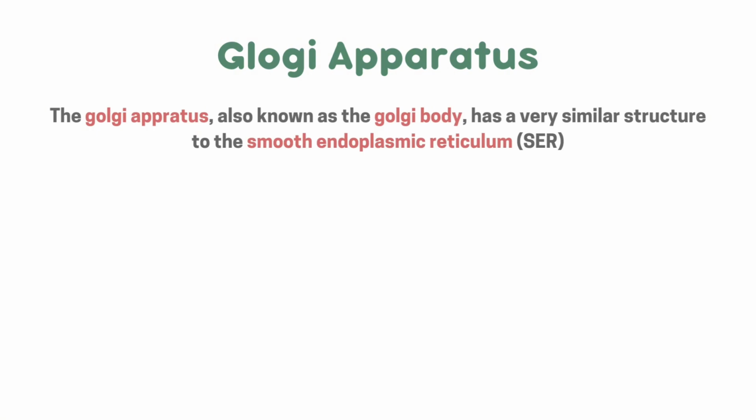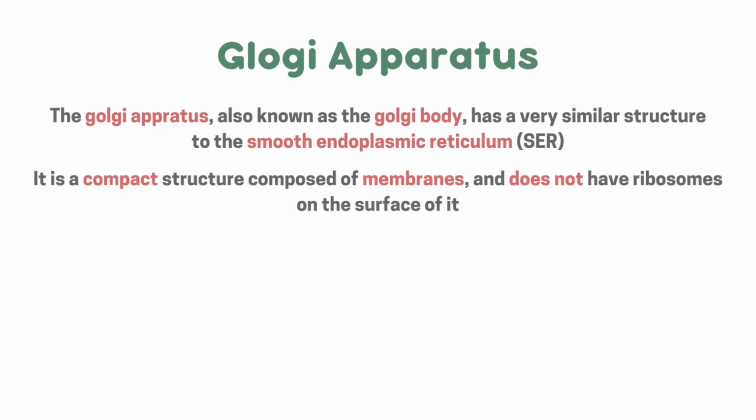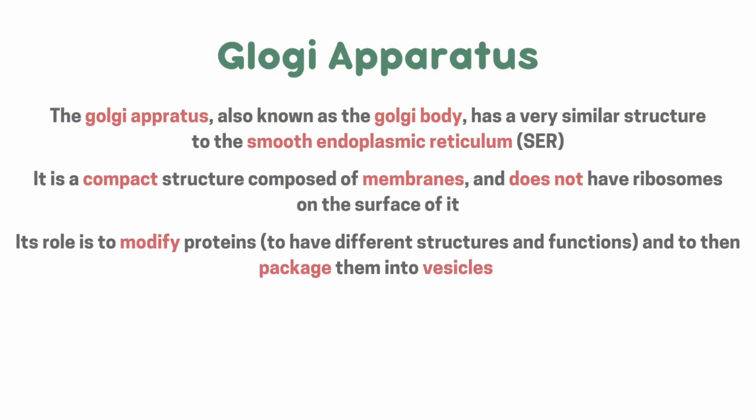And now we're going over the Golgi apparatus. The Golgi apparatus, also known as the Golgi body, has a very similar structure to the smooth endoplasmic reticulum. It is a compact structure composed of membranes and does not have ribosomes on the surface of it. Its role is to modify proteins to have different structures and functions, and to then package them into vesicles.